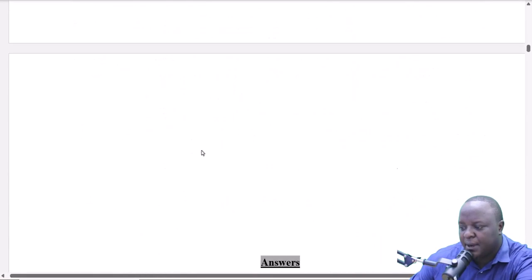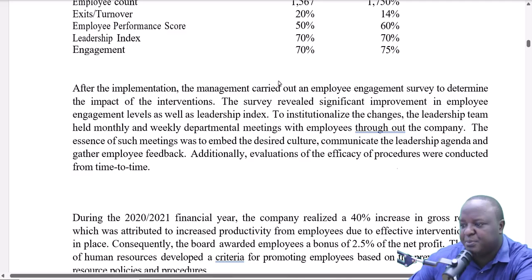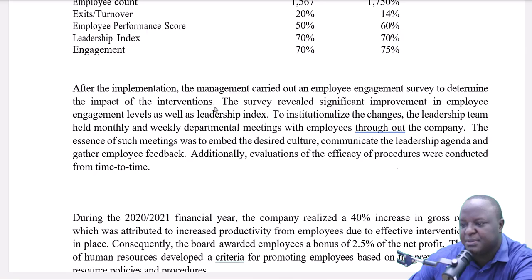So after implementation, the management carried out again an employee engagement survey to determine the impact of the intervention. The survey revealed significant improvement in employee engagement levels as well as leadership index. They institutionalized the changes. The leadership team held monthly and weekly department meetings with employees throughout the company. The essence of such meetings was to embed the desired culture, communicate the leadership agenda, and gather employee feedback.